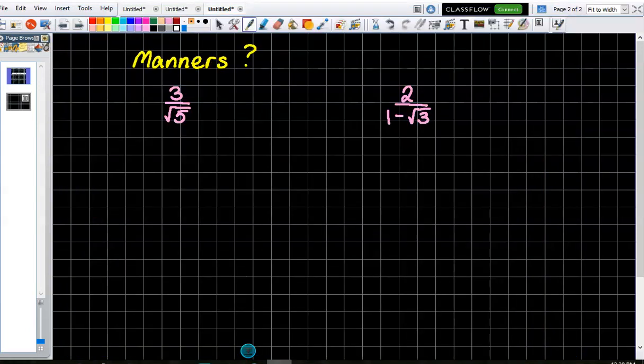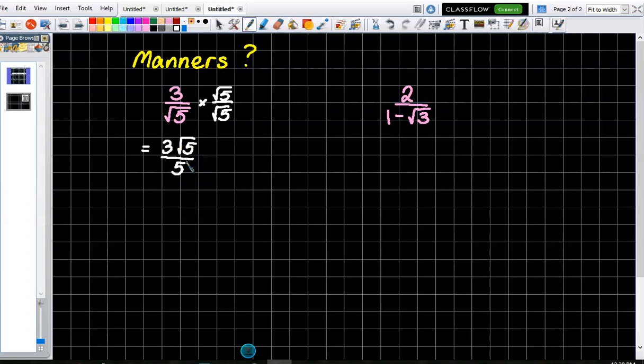Well, when it's like this, pretty simple. How do I get rid of that root 5 downstairs? Times it by root 5. And what you do to the bottom, you've got to do to the top. So that's how we end up with the 3 times root 5 upstairs. Root 5 times root 5 is 5. So that's what our calculator gave us. Pretty simple.